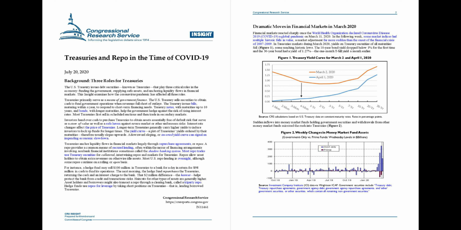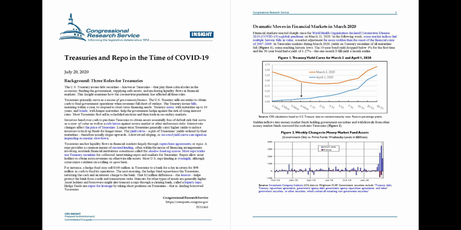Treasuries primarily serve as a means of government finance. The U.S. Treasury sells securities to obtain cash to fund government operations when revenues fall short of outlays. The Treasury issues bills, maturing within a year, to respond to short-term financing needs. Treasury notes, with maturities up to 10 years, and bonds, with longer maturities, help the government hedge against the risk of rising interest rates. Most Treasuries first sell in scheduled auctions and then trade in secondary markets.